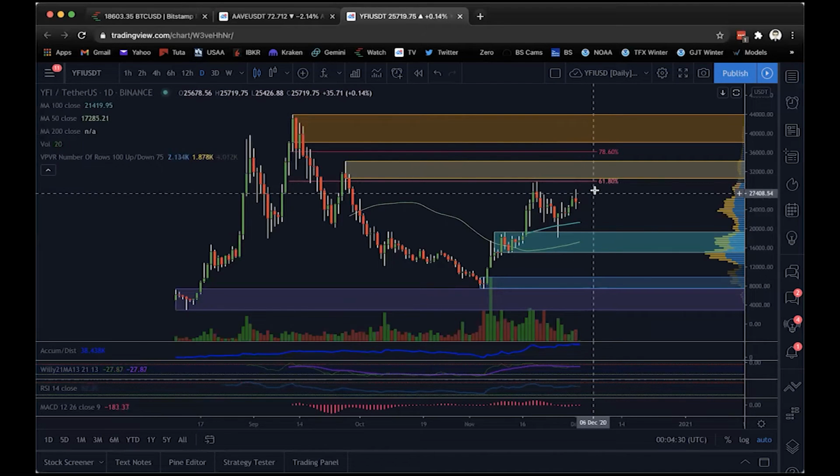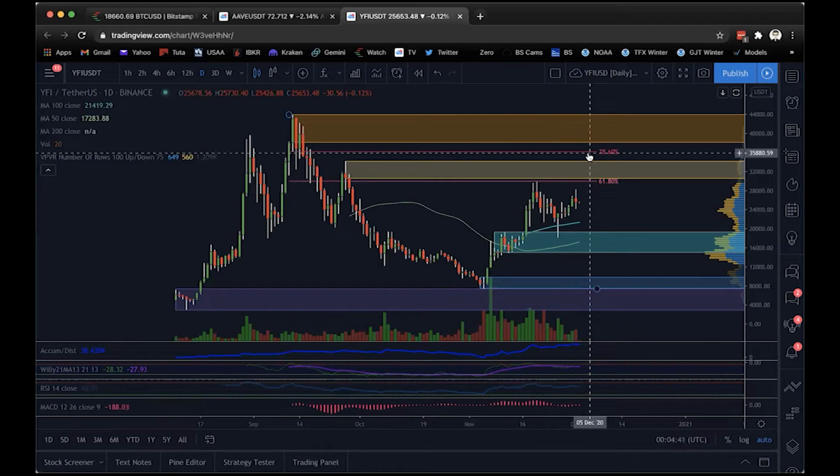You put in a little cup and handle here in the high 20s, and then clear the 61.8 Fibonacci level, and then you're into the 30s, low 30s, easy. If not, probably straight up to the 35 area.